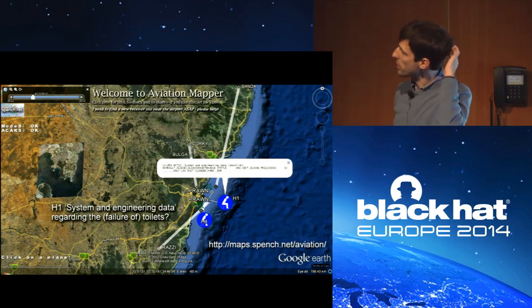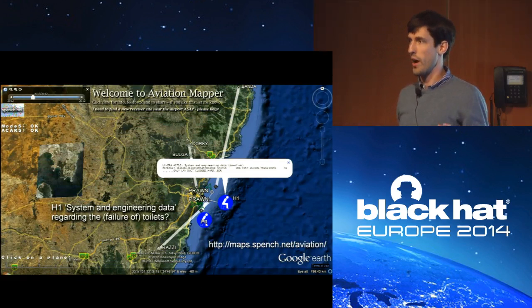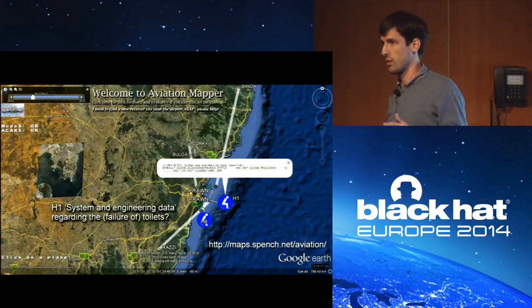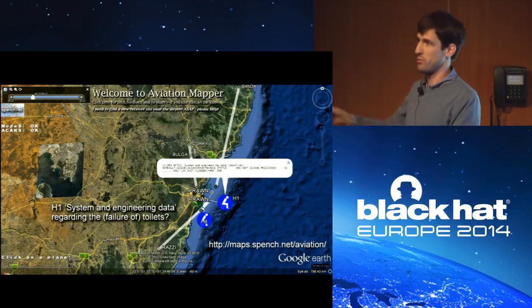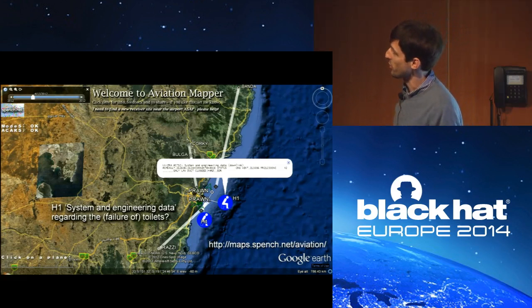And then I added this little Easter egg. I always saw errors about the failure of toilets on aircraft. So whenever there's a fault with a lavatory, then you get this little picture instead of just the dot. That was the little Easter egg there.